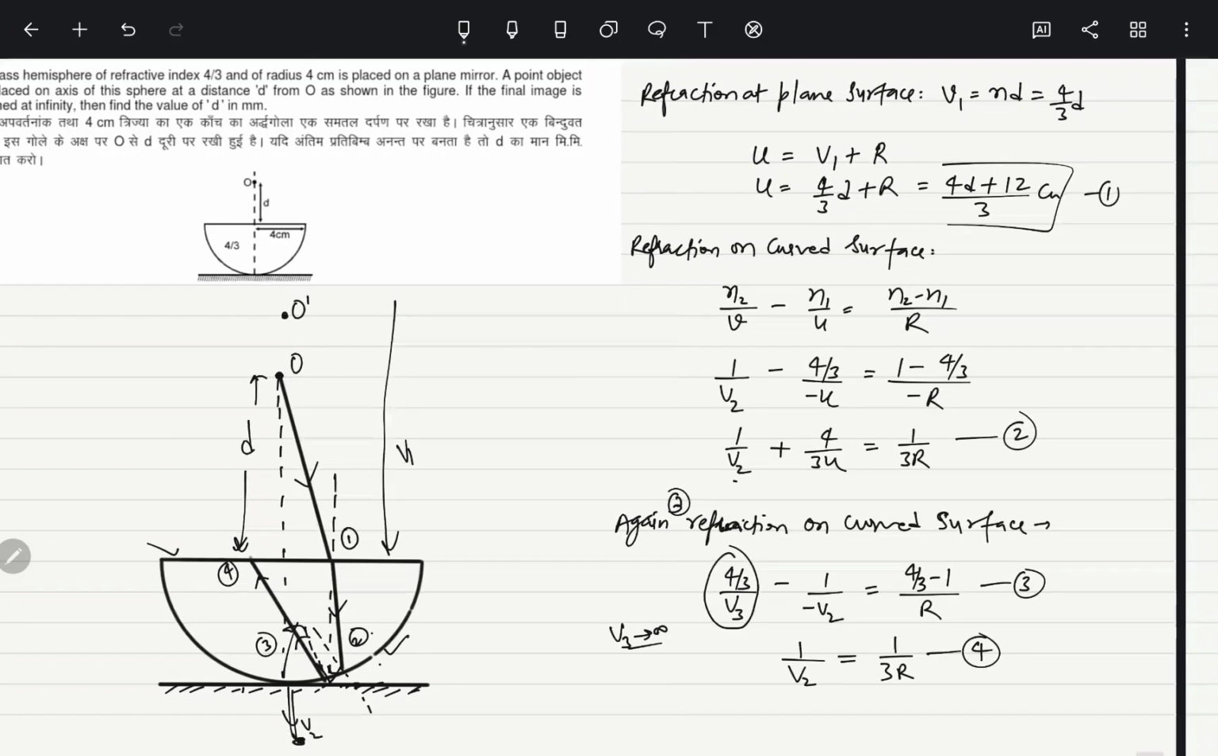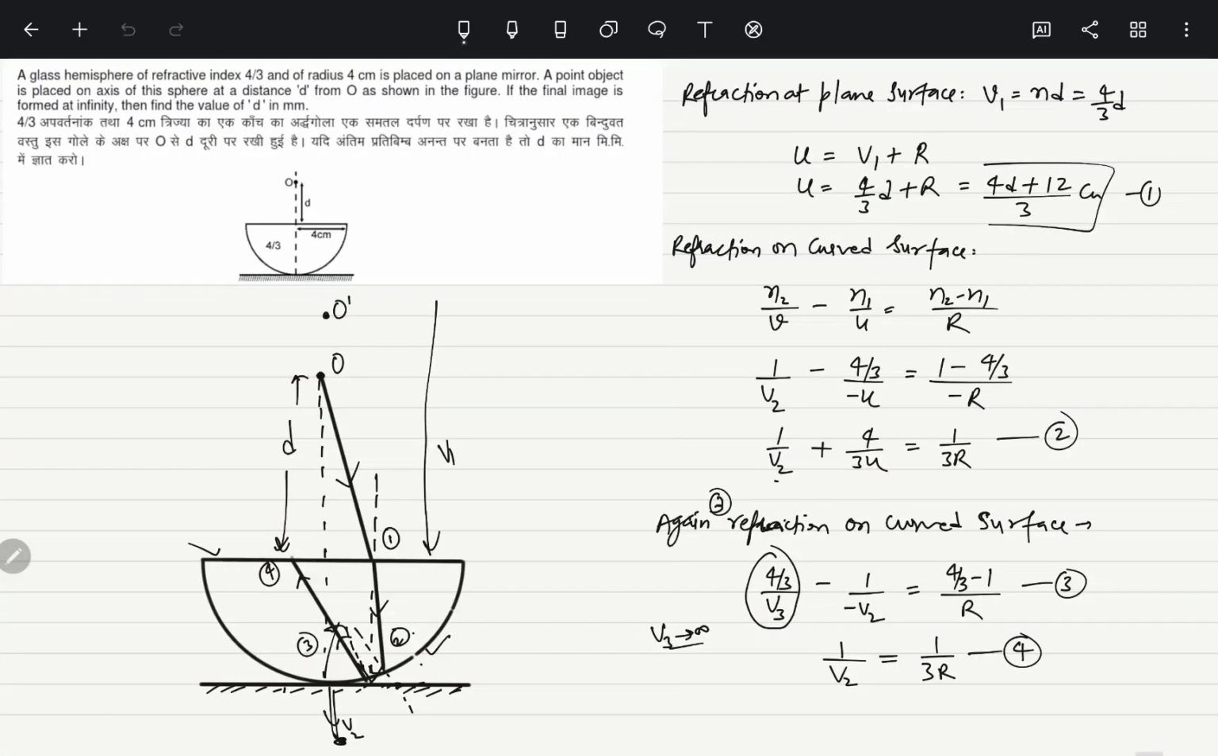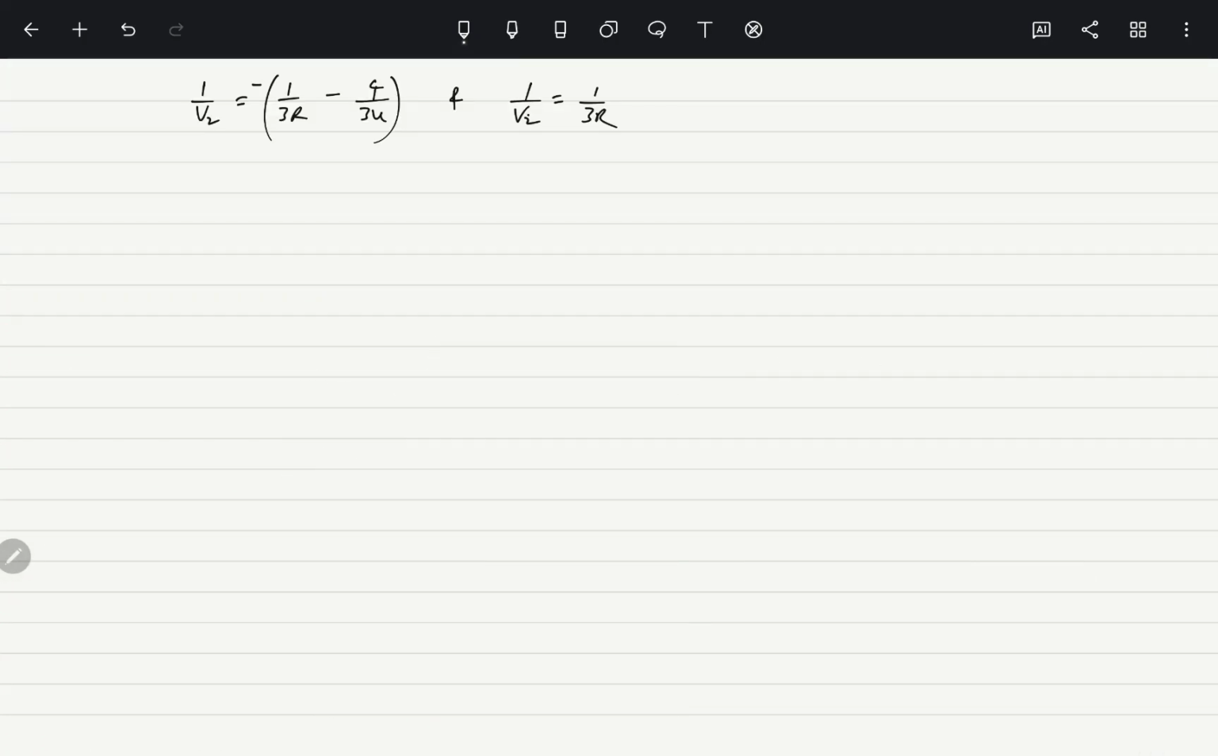Okay, so these are the equations which we got from the previous page. Now I'll substitute here. So 1 by v2 is this one, so I'll just put this value here. So minus 1 by 3r plus 4 by 3u is equal to 1 by 3r. Now we'll go this side. So 4 by 3u is equal to 1 by 3r plus 1 by 3r, which is 2 by 3r. Okay, so 3 gets cancelled, 2 to the 4 cancels. So 2 by u is equal to 1 by r. R is 4 only. So u is coming as 8.